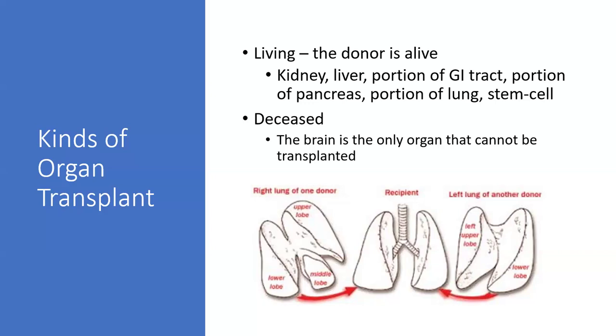So, kidney, I can live off of one kidney, and that's kidney donation. You can do living kidney donation. You can donate part of the GI tract and splice the GI tract back together. You can donate part of the pancreas, part of the lungs. You can donate stem cells. So the only organ that cannot be donated and transplanted is the brain.